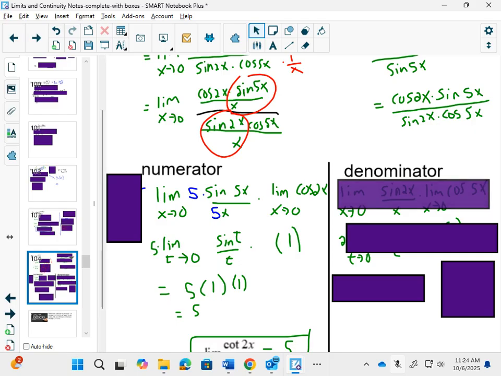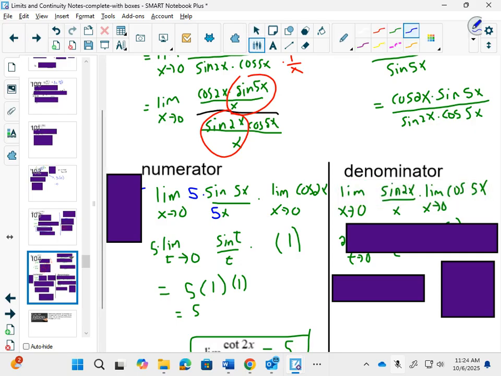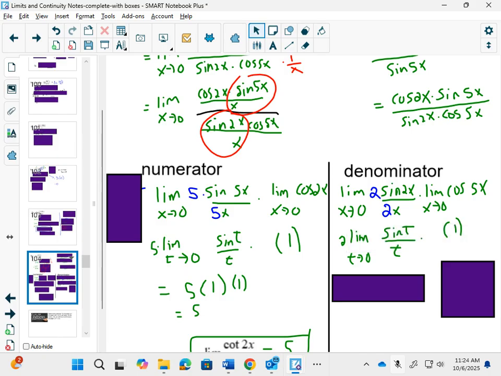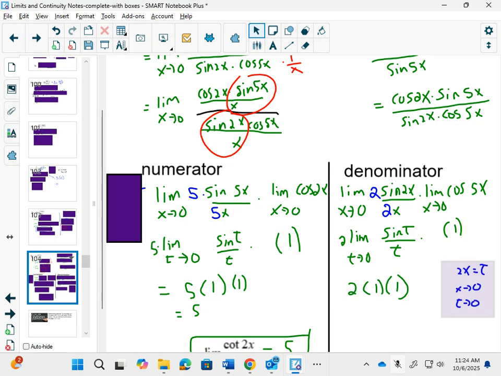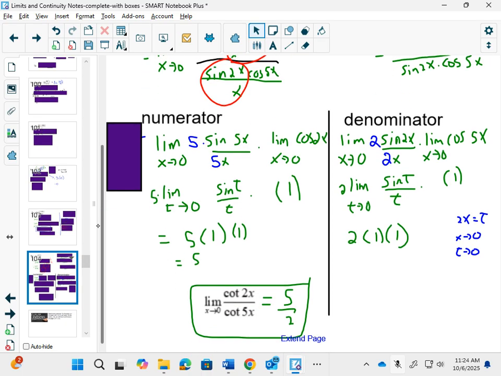Next, our denominator. Same thing. I want a 2 here, so I put a 2 there. And that 2 on the top I could bring out in front. Could do the substitution if I wanted to. But I'm okay if you just make that 2 at this point. And it is 5 over 2.